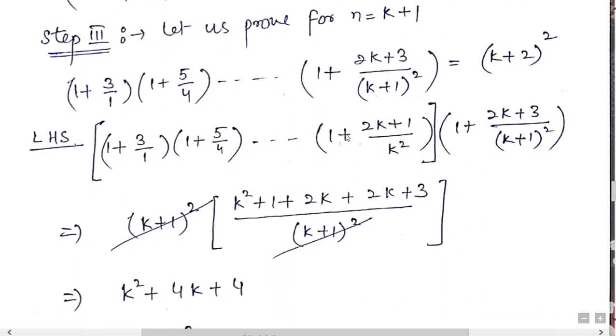Now, what about these terms? The final term is 2k plus 3 divided by k plus 1 whole square. You can write easily the previous term.